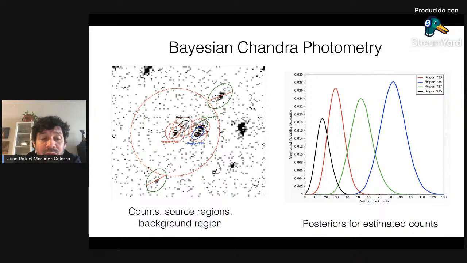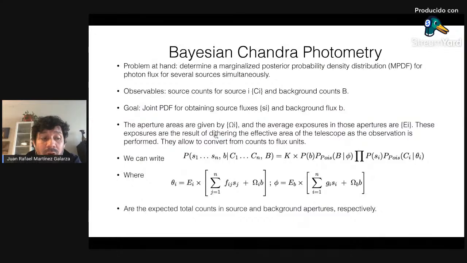So I'm going to try to infer what the most likely flux density is for the background, and what the most likely flux is for each of the sources, starting from the individual counts that I have in each of the apertures and in the background aperture. So the way in which I can do this is basically by defining this little model here.